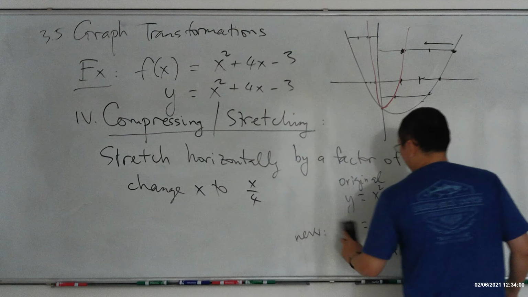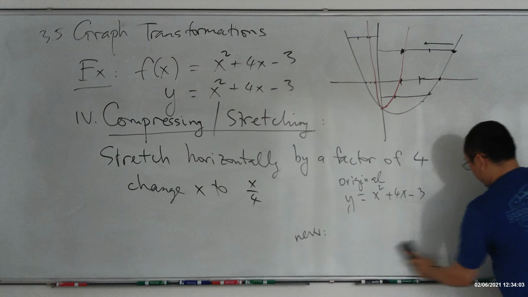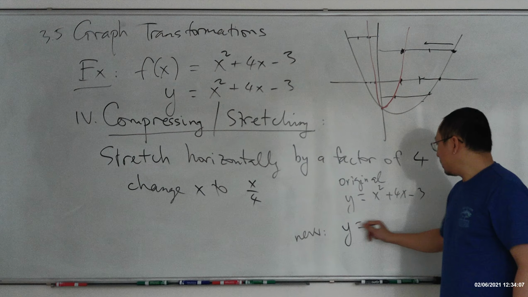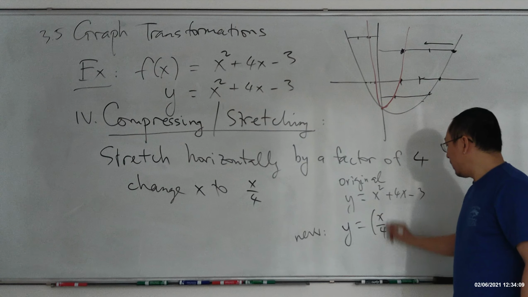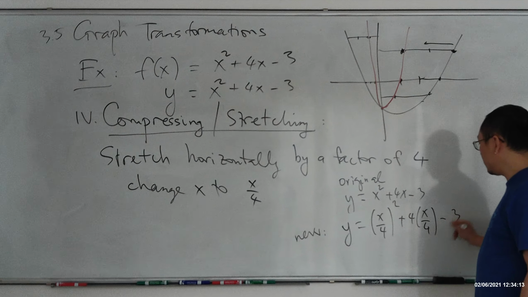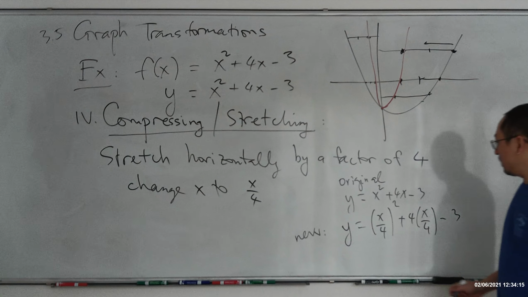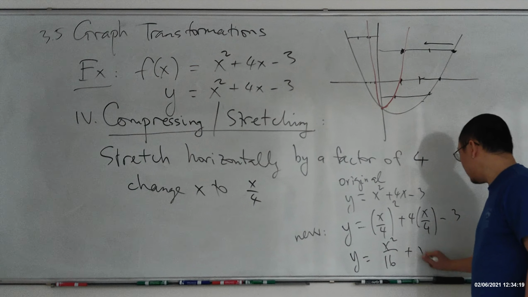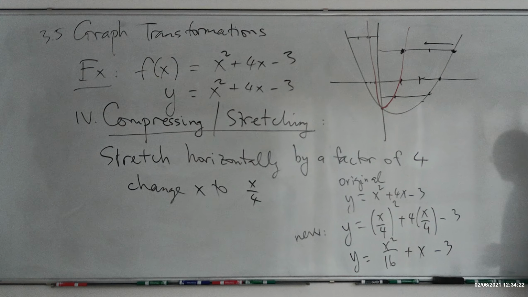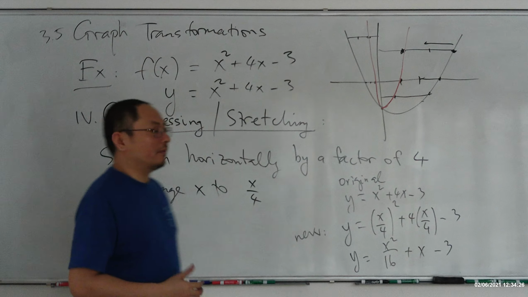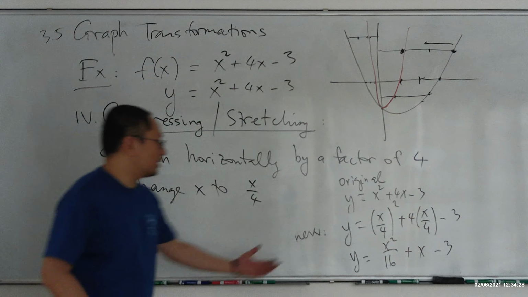So the original function is the same. The new one is going to be this: y is equal to (x over 4) squared plus 4 times x over 4, and then minus 3. And if you want to simplify, it's going to be x squared over 16 plus x minus 3. Usually I'll stop right here because you can see the transformation that we've done, but you can simplify if you want.